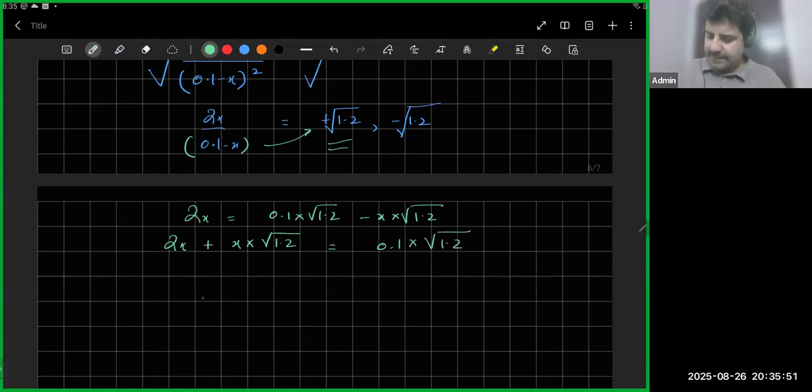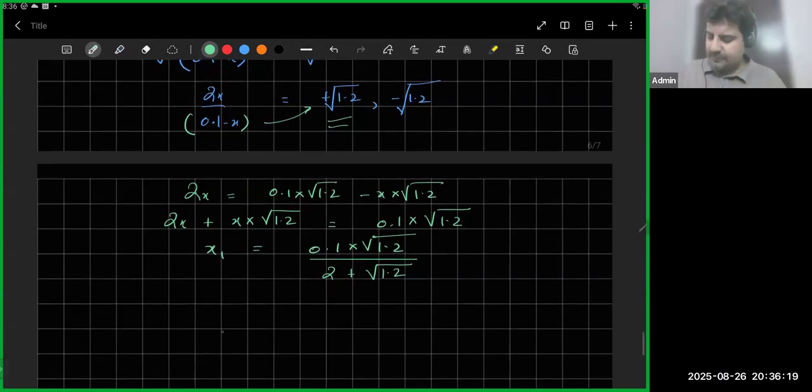So taking x common, 0.1 times 1.2 under root, and at the bottom that's going to be 2 plus 1.2 under root. Let's solve it in detail. This is what you're going to get for plus 1.2 under root. For minus, so that's my x1. And I can solve for the other one.